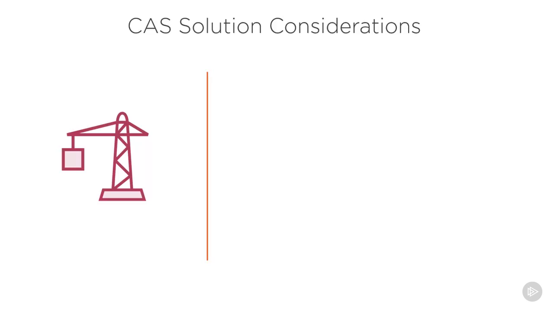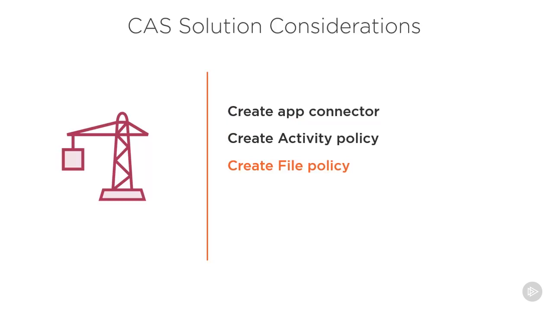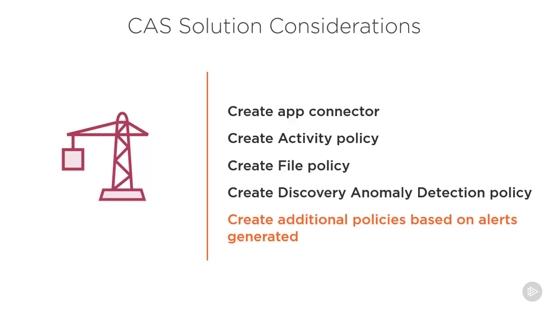First off, what we want to do here is establish the connection. As we just saw, there's the Dropbox connection, and there's an Office 365 connection. And depending on the type of connected app that we establish, we have different configuration settings. And then as we did earlier on, we're going to most likely create an activity policy. You're most likely going to create a file policy so you can keep an eye on the files being used in the cloud. And then most often you're going to want to also create a discovery anomaly detection policy. And lastly, we'll create any additional policies based on the alerts generated. So generally speaking, there's going to be about 4 policies that you're going to want to create for each connected app.